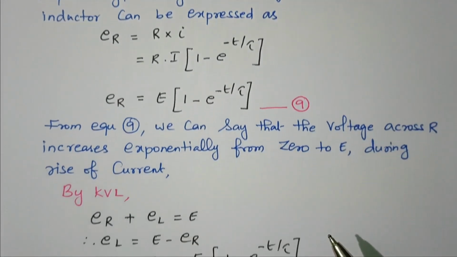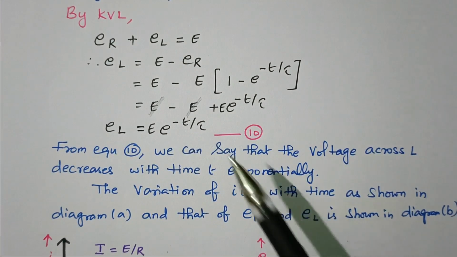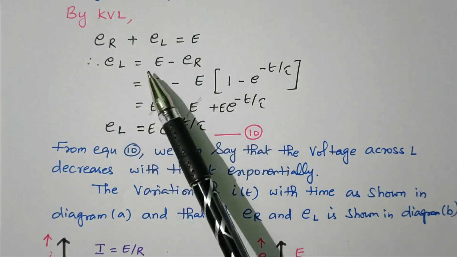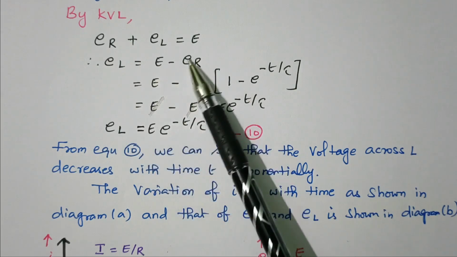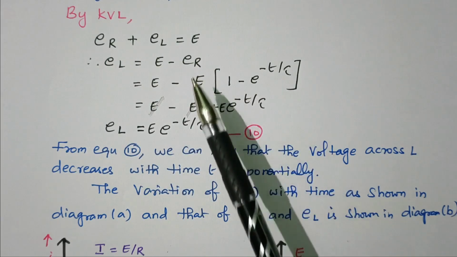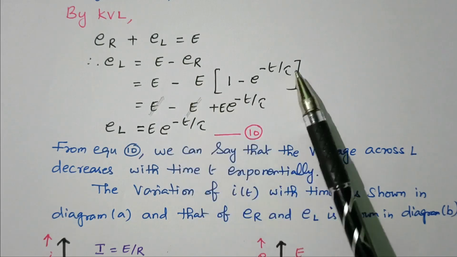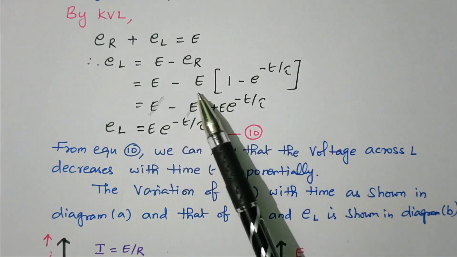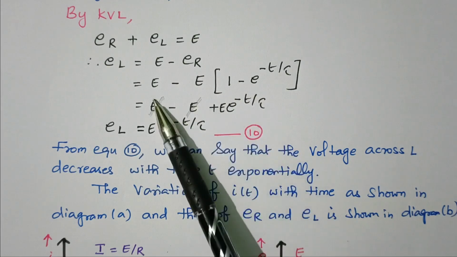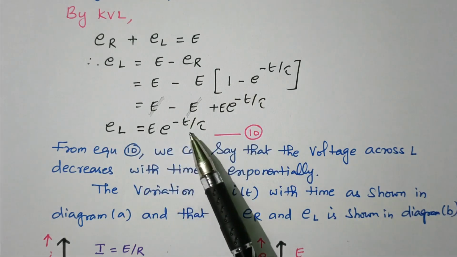Similarly, what about the voltage across the inductor, EL? By using Kirchhoff's voltage law, ER plus EL equal to E. We already discussed. So EL equal to E minus ER. The ER is already calculated: E into 1 minus e power minus t by tau, the voltage across the resistor. Here E is common, so this is multiplied inside: E minus E plus E into e power minus t by tau. This E got cancelled, so only we have E. EL equal to E e power minus t by tau.